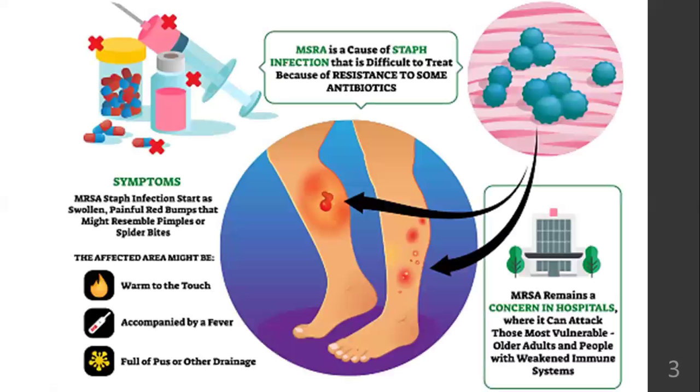In MRSA, the affected areas from community-associated MRSA infections look swollen. You will have painful red bumps that look like pimples or spider bites. That area is warm to touch, there will be pus inside the pimple, and there would be fever as well. It could be painful boils, and it will spread from skin-to-skin contact.